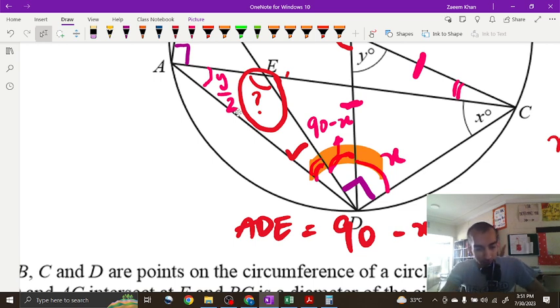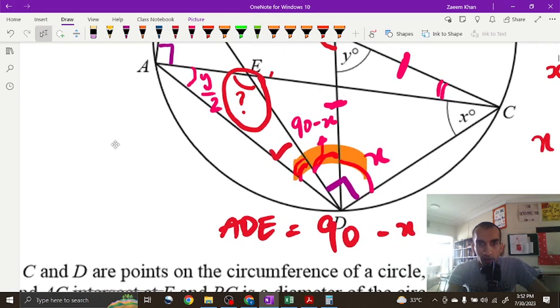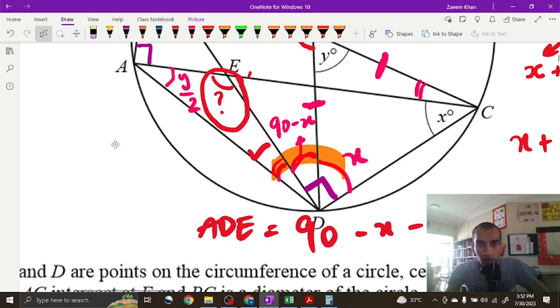You need to find angle AED, right? So y over 2 plus 90 minus x. So that comes as equation. You're doing a good job. Y over 2? The plus 90 minus x minus.